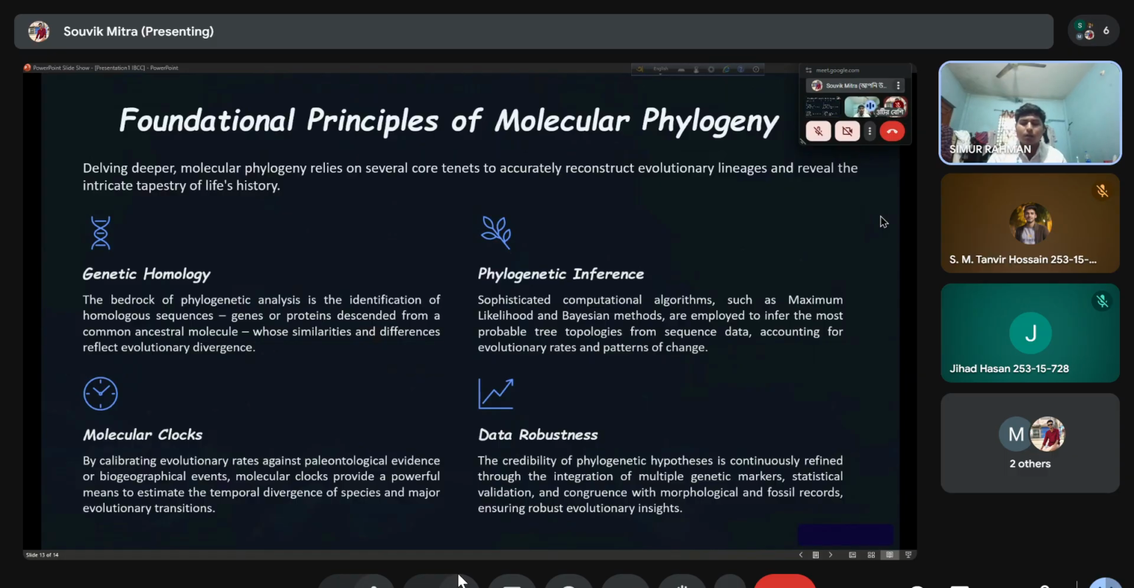In conclusion, molecular phylogenetics combines genetic data, advanced computational methods, and evolutionary theory to reconstruct the history of life. Its wide applications and continuous innovation make it an essential tool in modern biological research.